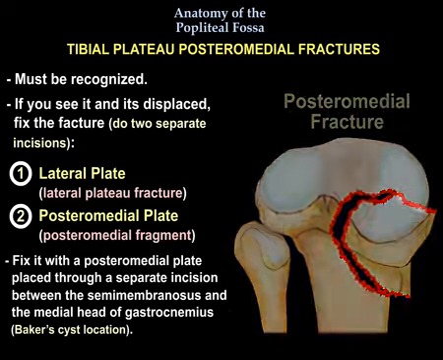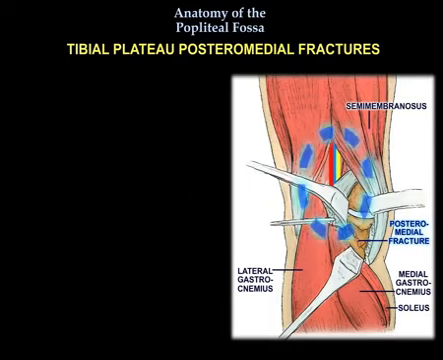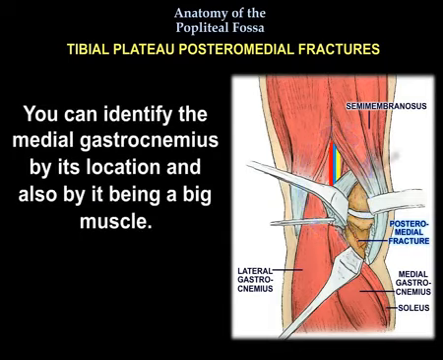That posteromedial incision will be placed between the semimembranosus and the medial head of the gastrocnemius. It is the same location as the Baker's cyst. As you can see from this diagram, the medial gastrocnemius is protecting the neurovascular structures. You will identify the medial gastrocnemius by its location and also by being a big muscle.